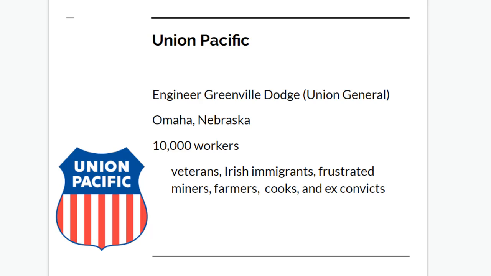The first one is the Union Pacific, and it was under the direction of chief engineer Grenville Dodge, who was a former Union general. The Union Pacific Railway began to push westward from Omaha, Nebraska. The railway workers on the Union Pacific included Civil War veterans, newly recruited Irish immigrants, frustrated miners, farmers, cooks, and ex-convicts. At the height of the project, there were about 10,000 workers on the Union Pacific line.